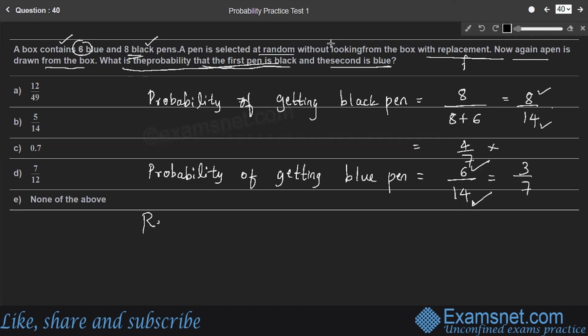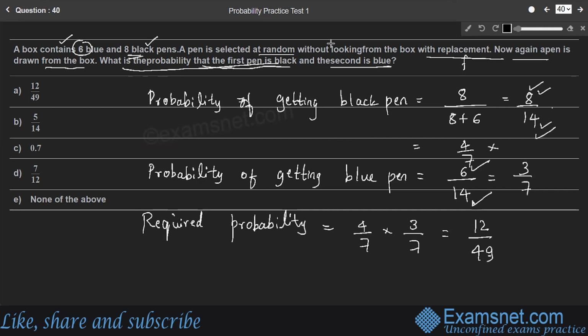So the required probability is equal to the probability of getting a black pen, 4 by 7, and of getting a blue pen, 3 by 7, right? Therefore, it is 12 by 49. Right? So these 8 and 14 are ways of selecting black pens, right? Whereas in the second part, 6 by 14, this is ways of selecting a blue pen.